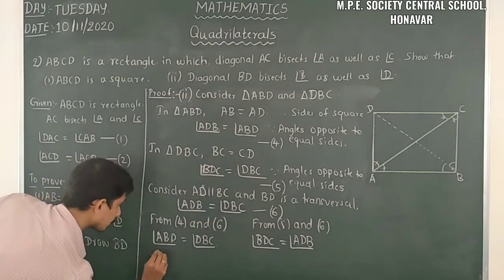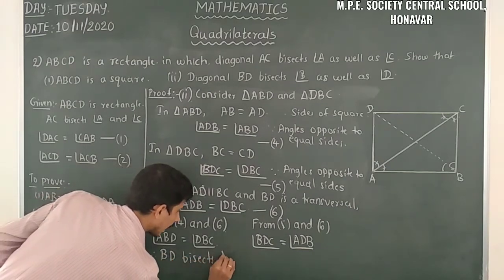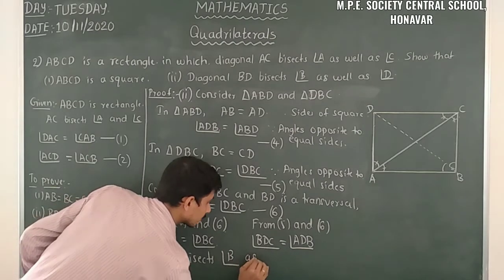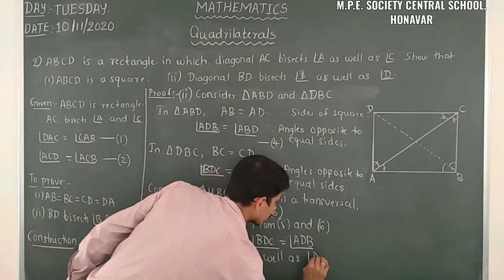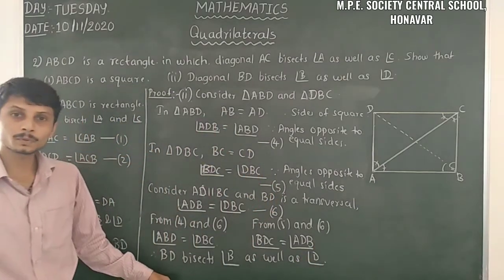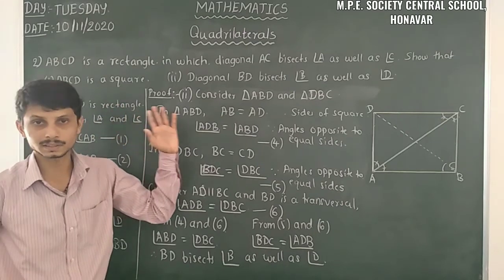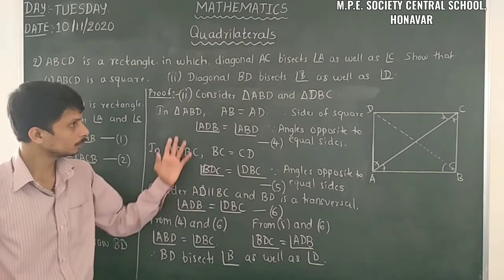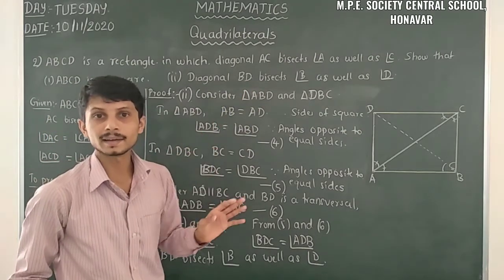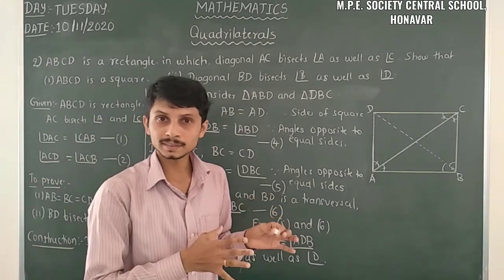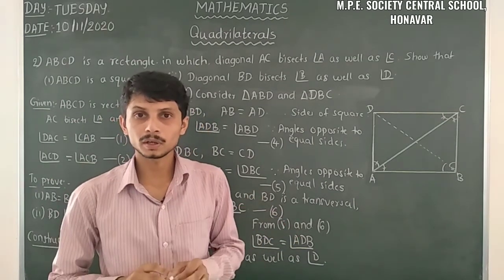Therefore, BD bisects angle B as well as angle D. So that means we proved the second part. Also the first part, that ABCD is a square, we proved that one. Also we proved that diagonal BD bisects angle B as well as angle D. So here is the sum of the problems based on theorem 8.1.